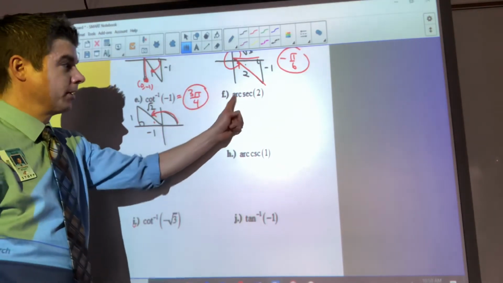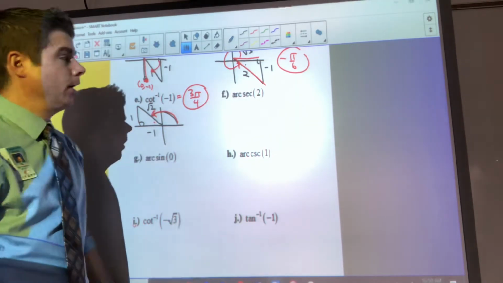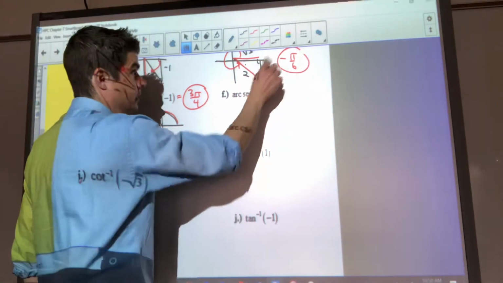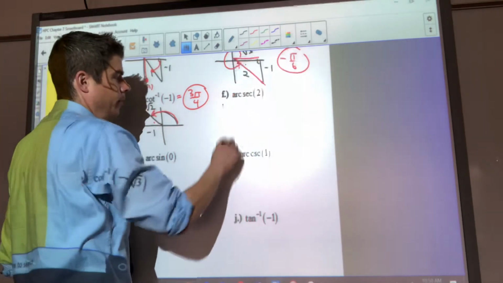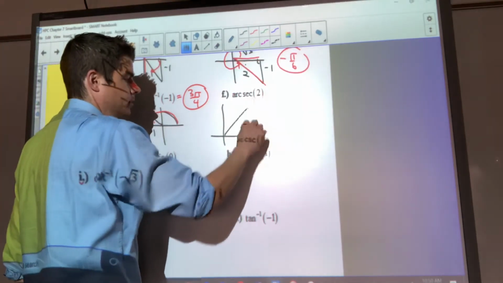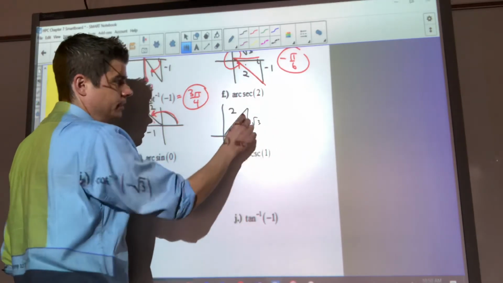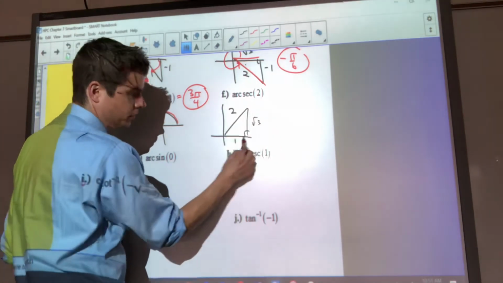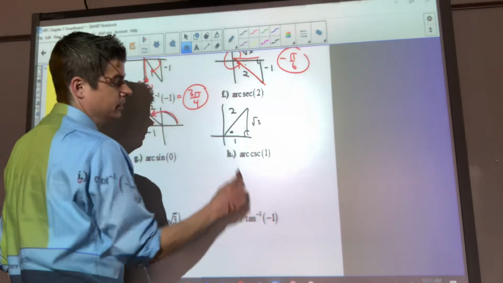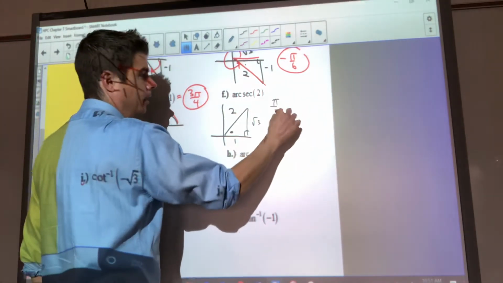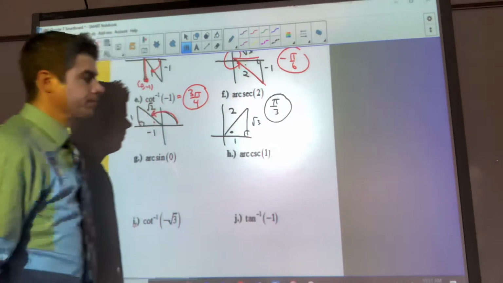Arc secant 2, it's positive. All positive ratios exist in the first quadrant. So I don't have to worry about any other values, just first quadrant, 2, so 1, root 3. Secant, remember, hypotenuse over adjacent. So that angle is 60 degrees, or pi over 3 radians.